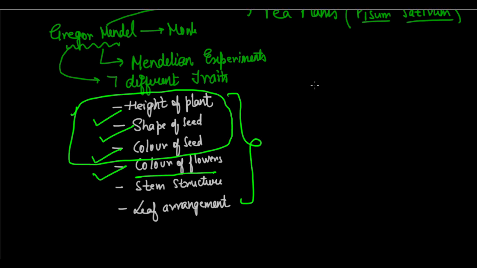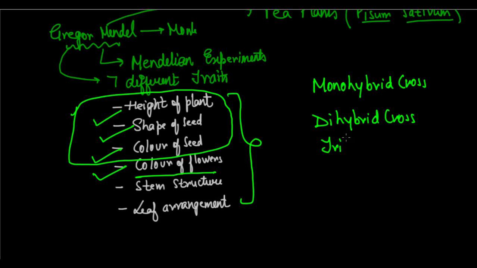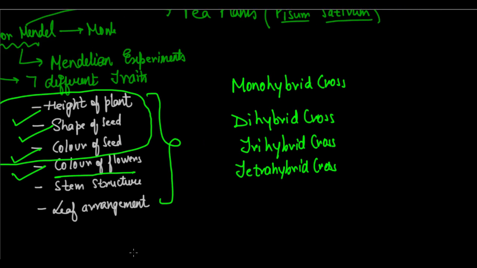He performed a monohybrid cross, right? Then he performed dihybrid cross. He also performed trihybrid cross. He also performed tetrahybrid cross. He also performed penta, but for now just leave this. So he performed many types of crosses, right? Cross basically means cross pollination.